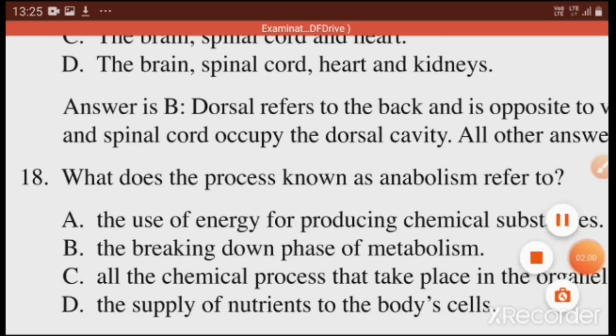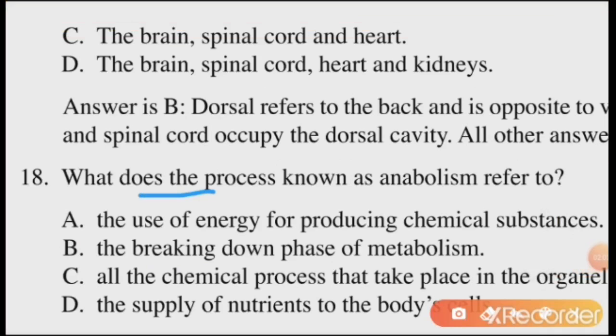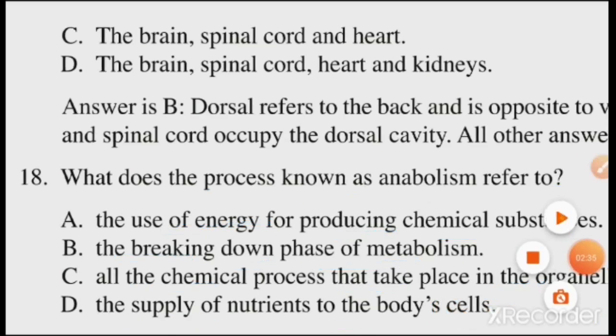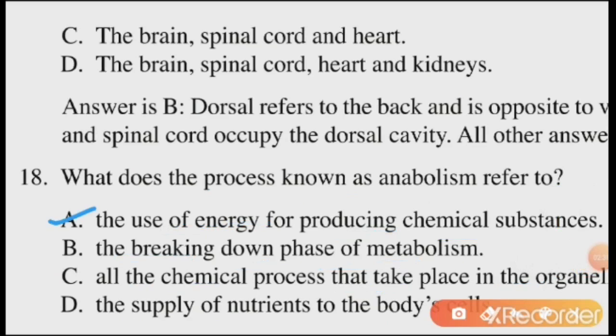Next question: the process known as anabolism refers to what? Option A, the use of energy for producing chemical substances; option B, the breaking down phase of metabolism; option C, all chemical processes that take place in the organism; option D, the supply of nutrients to the body cells. The correct answer is option A: the use of energy for producing chemical substances is known as anabolism.